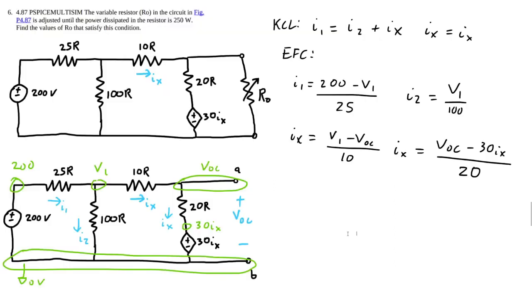Okay, so for 4.87, we've got a variable resistor right here, and we have to find out what value for RO will produce power dissipation of 250 watts. So we can go ahead, and if you wanted to, you could plug in a bunch of different values, brute force it like a computer, or you could form an equivalent circuit like a Thevenin one, and then try the different loads that way and model their behavior.